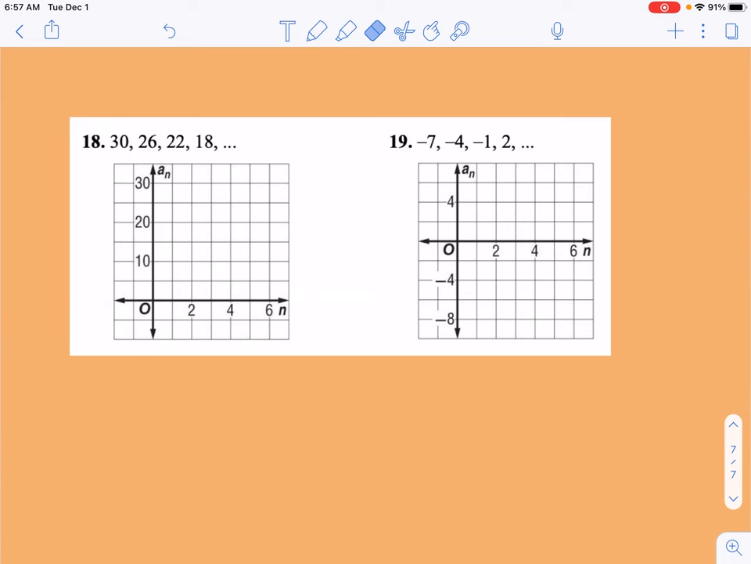Okay, we got a couple here. So I'm going to pause this. If you guys want to think about these and see if you can figure out how to write these, that's great.